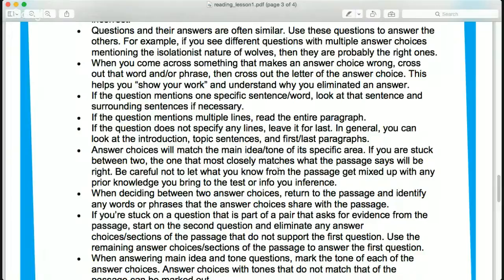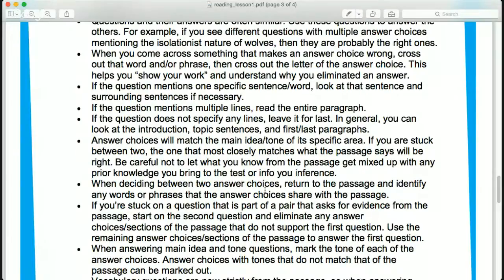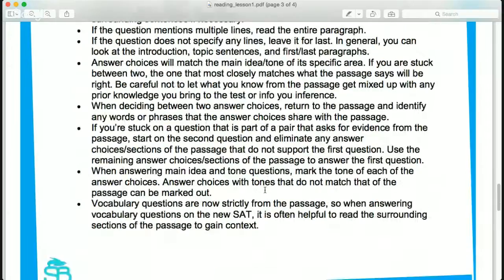When answering main idea and tone questions, mark the tone of each of the answer choices. The answer with tones that do not match that of the passage can be marked out. Vocabulary questions are now strictly from the passage, so when answering vocabulary questions on the new SAT, it is often helpful to read the surrounding sections of the passage to gain context.